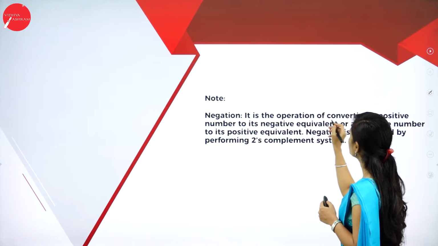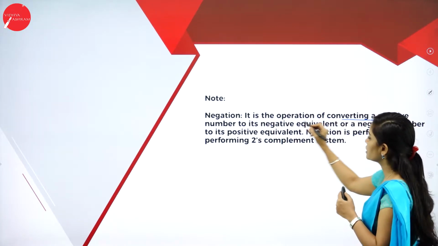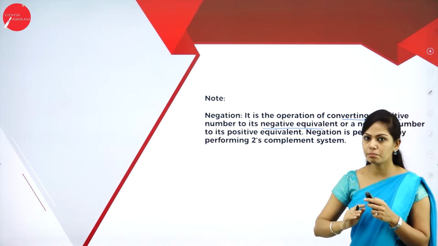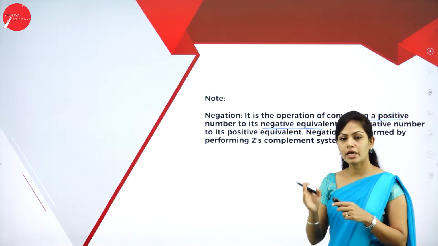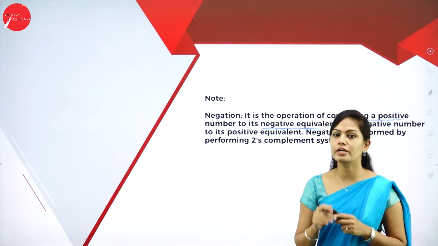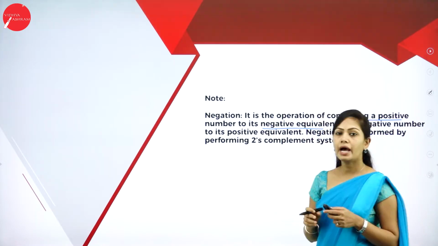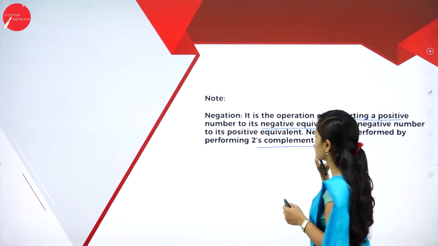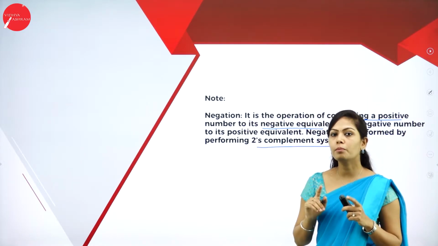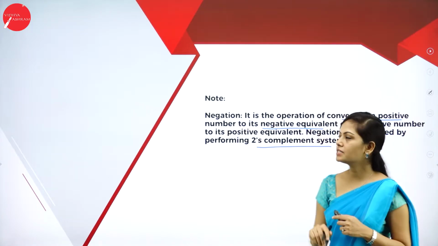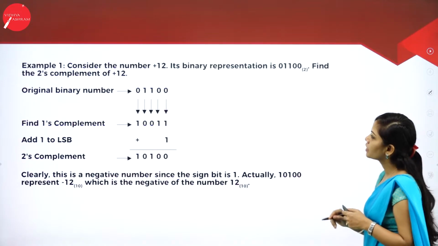Negation is the operation converting a positive number to its negative equivalent. Positive number to its negative equivalent and negative number to positive equivalent. This is called as negation method. And negation is performed by 2's complement system. Only in 2's complement system we can use this negation method. Let us understand the concept.